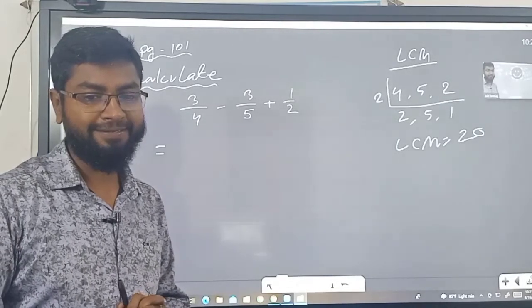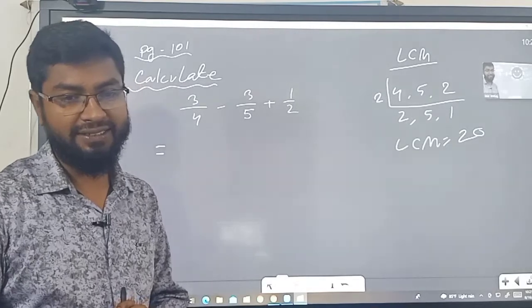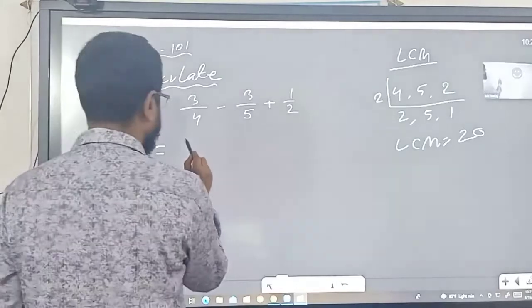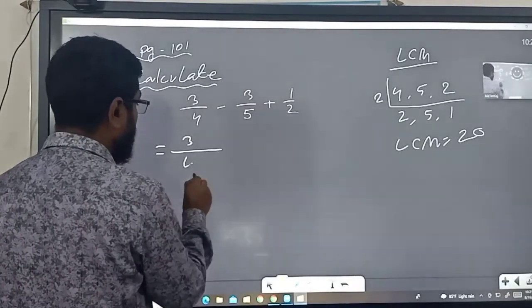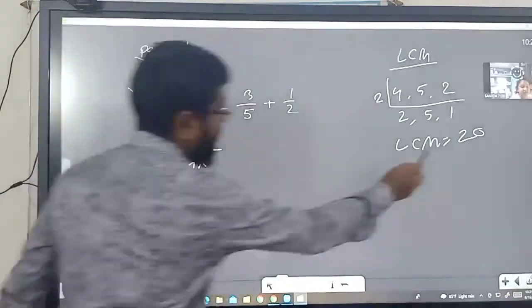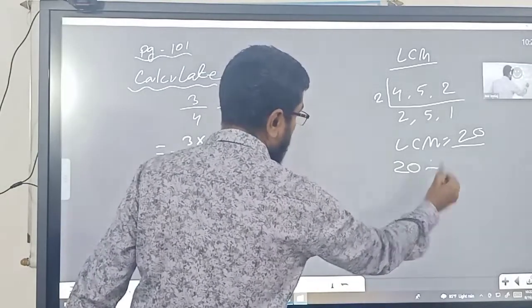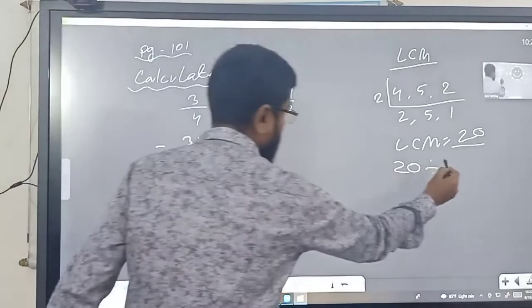Tagdira, Sazil, can you solve it? Yes, sir, I have done it. 3 by 4, and then 3 by 4. Our target is to make it 20. So you can do 20 divided by this denominator.